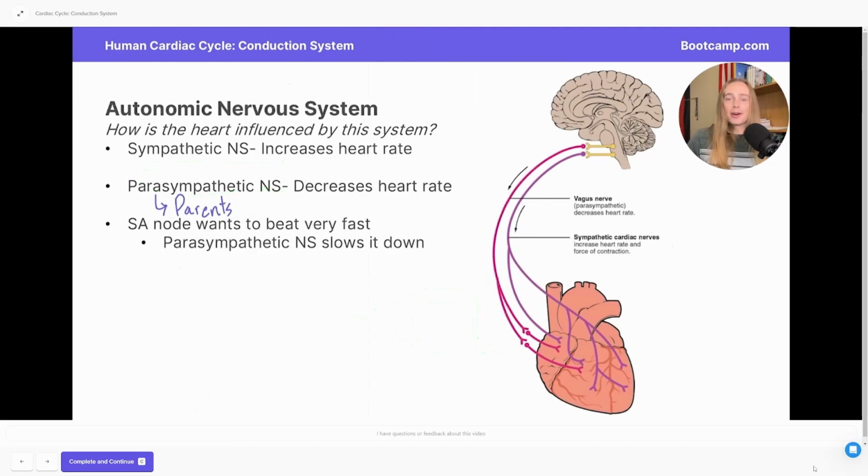Recall that the SA node has very quick automaticity, and because of this, the default heart rate is going to be really fast. However, the parasympathetic vagus nerve is going to extend from the medulla oblongata to innervate the SA node. The vagus nerve then inhibits the SA node and slows it down to the normal heart rate of 60 to 100 beats per minute.